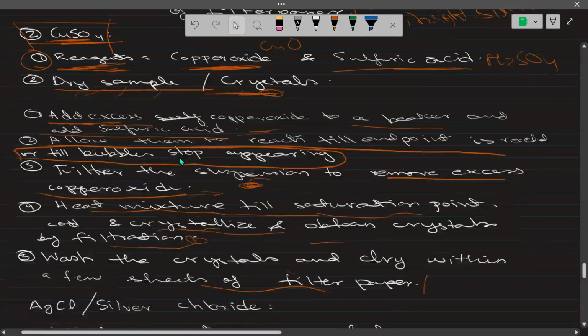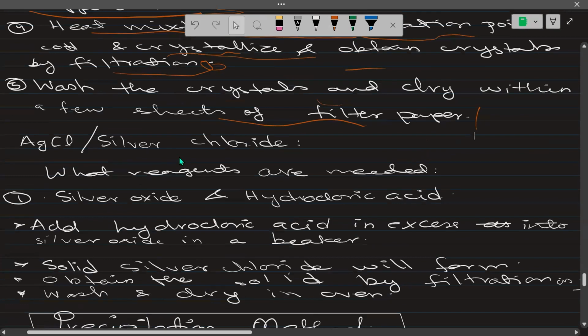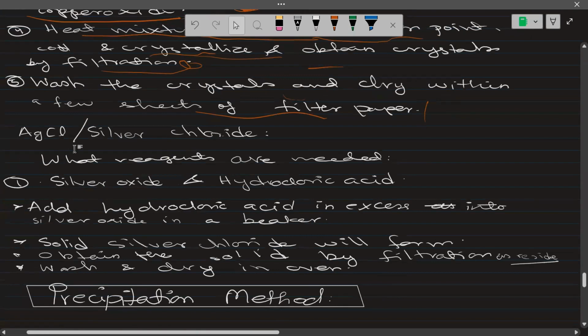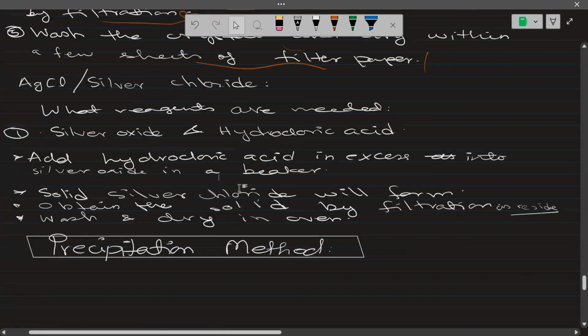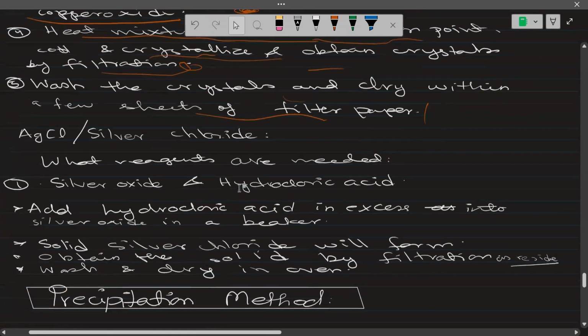Now let's do AgCl, silver chloride. What reagents are needed? First of all, we will see if silver chloride is soluble or insoluble. It's insoluble, as we remember from the solubility rules. Then we will add hydrochloric acid, for obtaining chloride, in excess into silver oxide in the beaker.